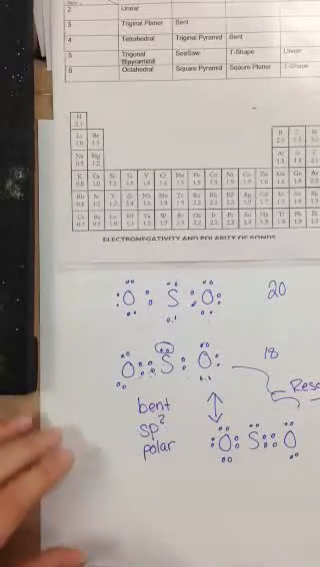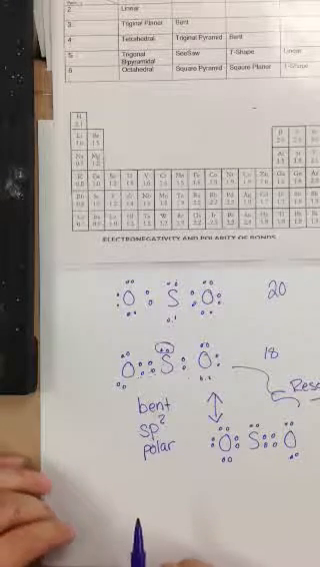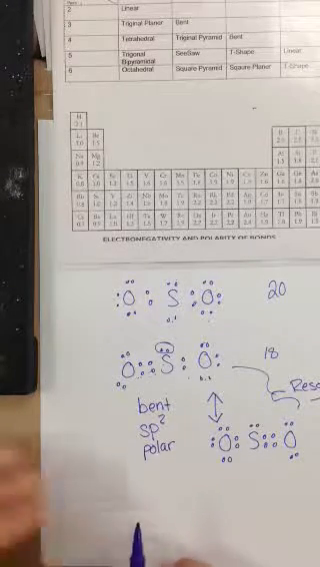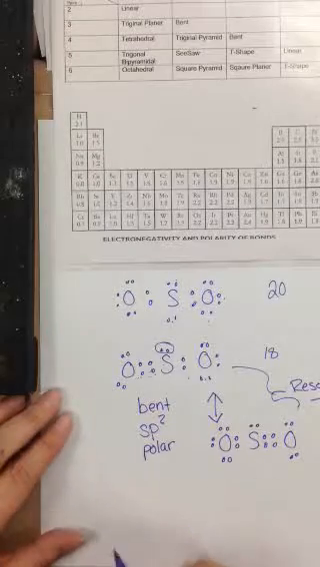All right, so for now, that's kind of a quick overview of how to do Lewis structures with VSEPR and polarity quickly.